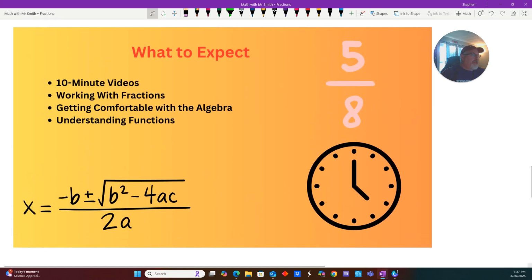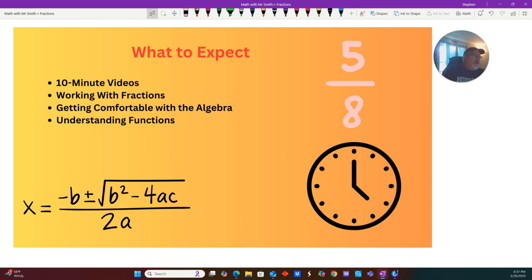What to expect? The goal is to keep the videos to 10 minutes. Okay? We're going to have clear explanations, examples, and even some practice problems in those 10 minutes to help you master the material. I'll keep things short and sweet so you can focus on what matters most, understanding the concepts without feeling overwhelmed.